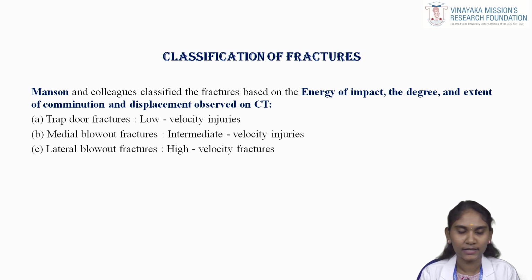The first classification: Manson and colleagues classified the fractures based on the energy of the impact, the degree and extent of comminution, and the displacement observed on the CT. So the three fractures are low velocity, intermediate velocity and high velocity. The low velocity fractures are also called trapdoor fractures. Intermediate is medial blowout fractures and high velocity is lateral blowout fractures.